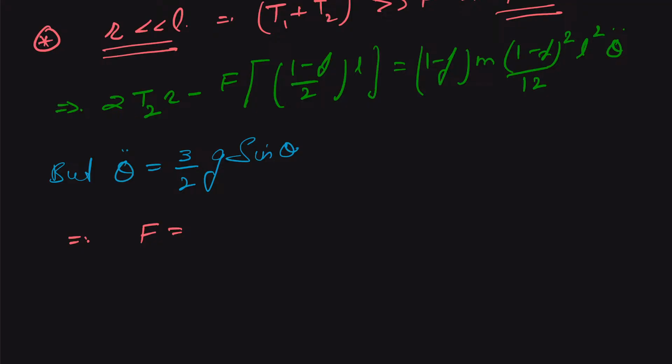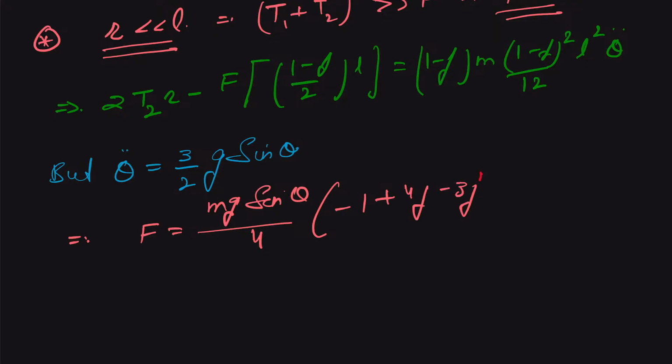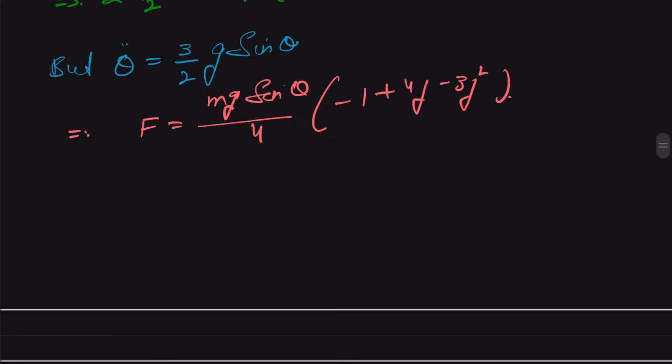So the force we can write will be equal to mg sin θ divided by 4, times (-1 plus 4f minus 3f square), and T2 we are going to get as mgL sin θ over 8r, times f times (1 minus f) whole square. So these are the two equations for our force as well as the tension T2.